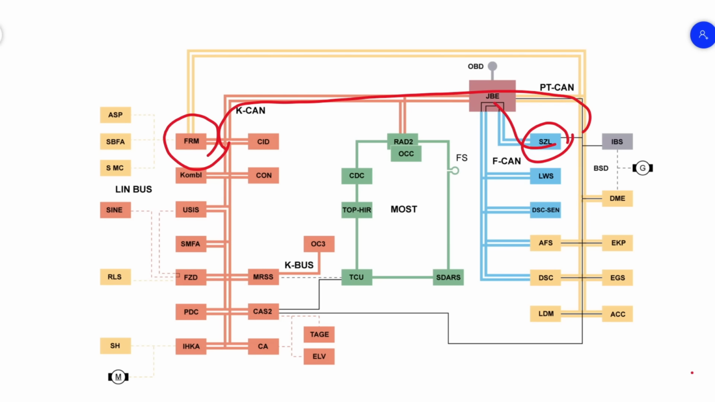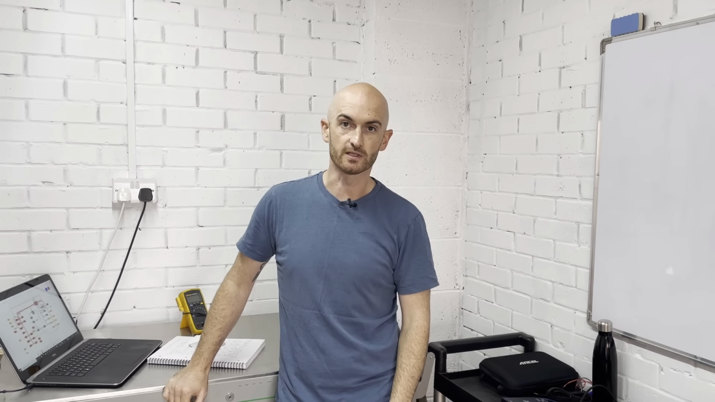Another thing to consider is when you turn the indicator on, you've also got the display in the instrument cluster. So that message has got to go from the body control module to the instrument cluster. And that can only happen if the network is operating.